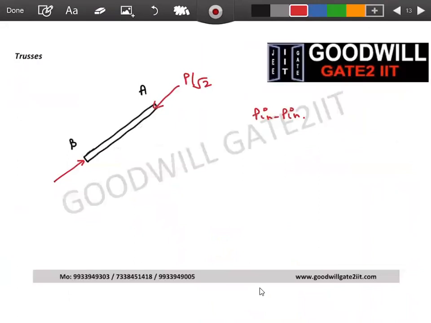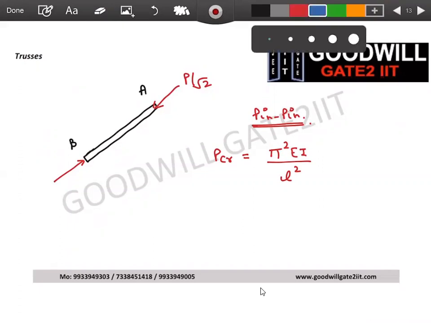So this is pin configuration. And for a column under pin configuration, the critical load is given as pi square EI divided by L square. That's the critical load condition. If you want to know what is critical load at which the column fails, now, if you substitute your number here, what is critical load for us in this column? That is P divided by root 2. That's what the load is being applied to this column.